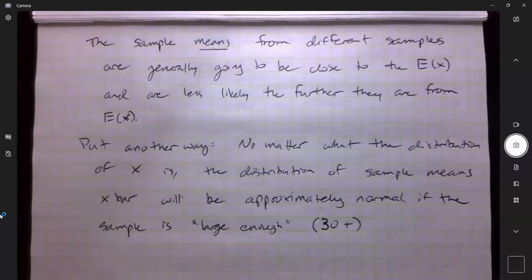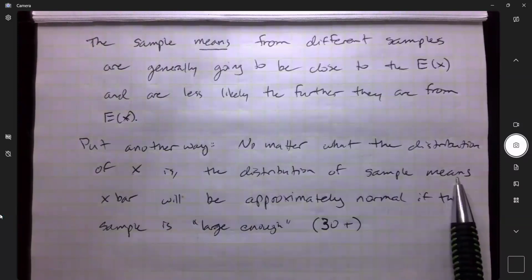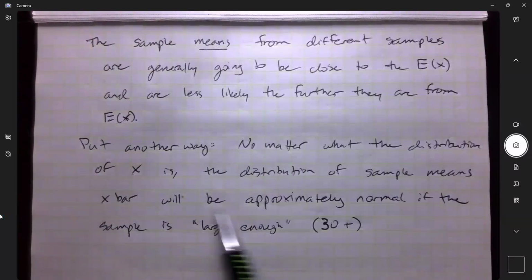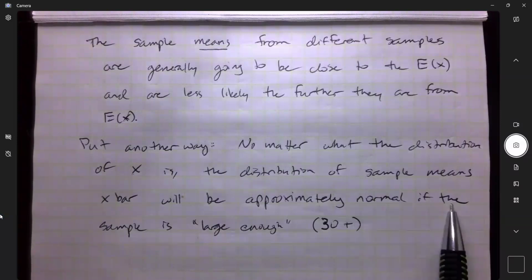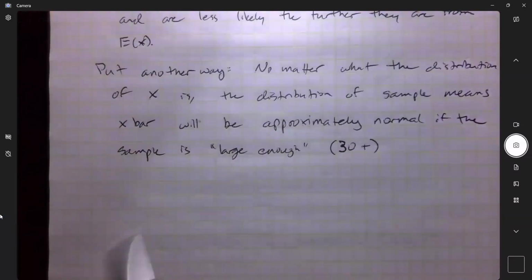No matter what the distribution of the random variable x is, the distribution of sample means x bar will be approximately normal if the sample is large enough. What does this do for us?